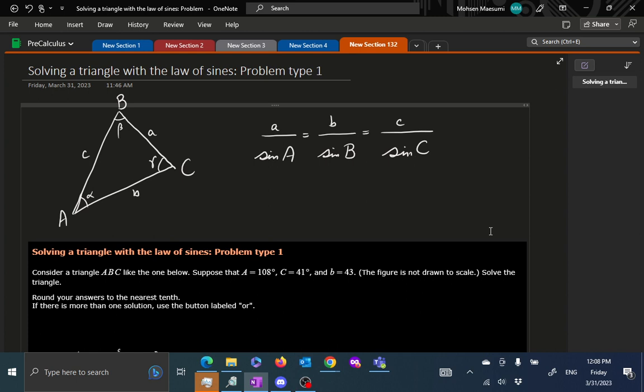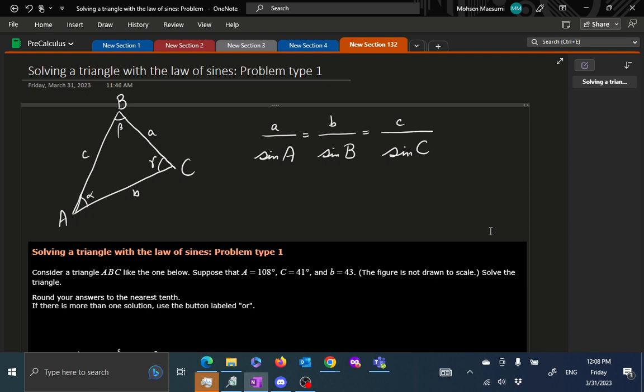The topic today is solving a triangle with the law of sines, problem type 1. So let me remind you what the law of sines is. At the end of this example, I'm going to give a brief proof of it. So we said our aim is to solve a triangle.